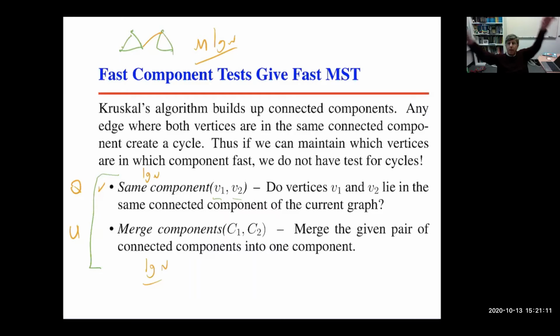Just to think about it for a little bit, so you're impressed by this a little bit. What is the right way? What would you think of maintaining what components each vertex is in? Can anybody think of a data structure that would let me do that?